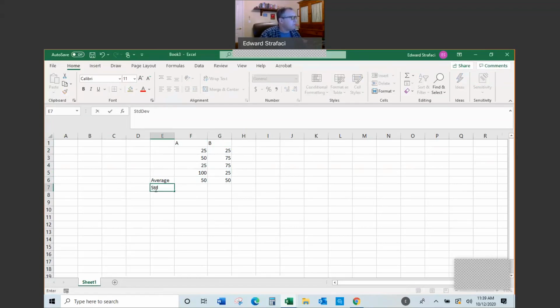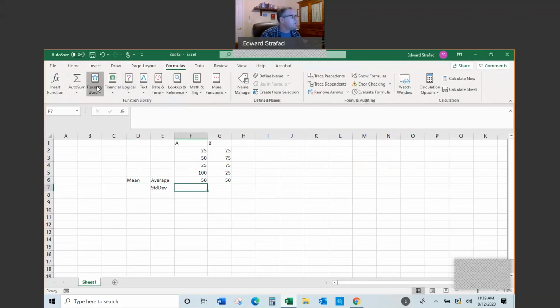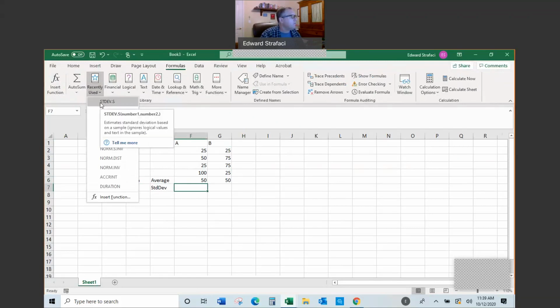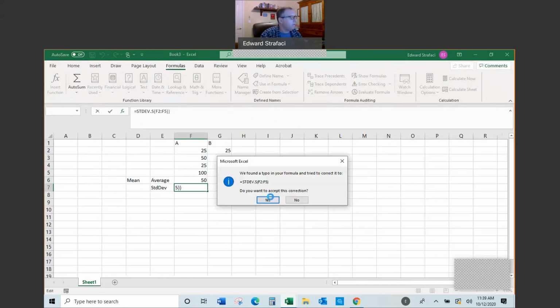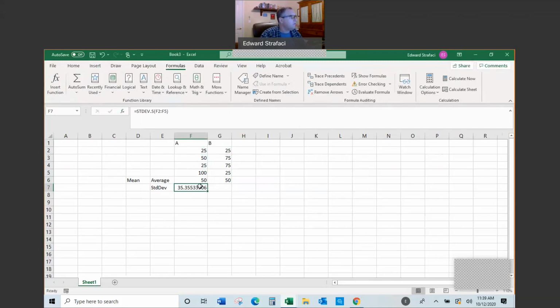What demonstrates risk is the standard deviation from this mean. Mean means average. And how do I calculate that? Well, I'm going to do it this way to make it a little easy. To show you another way to do it, go up to your recently used. I use standard deviation. You're going to get this dialog box. Highlight your observations. And I'm going to get a standard deviation of 35. That means within 65% of the time, my earnings will be 50 plus 35 or 50 minus 35, and within 95% of the time, 50 plus 2 times 35 or 50 minus 2 times 35.